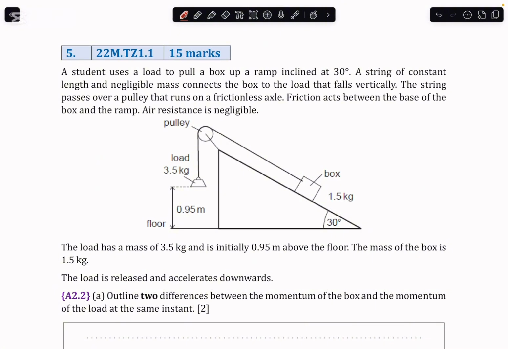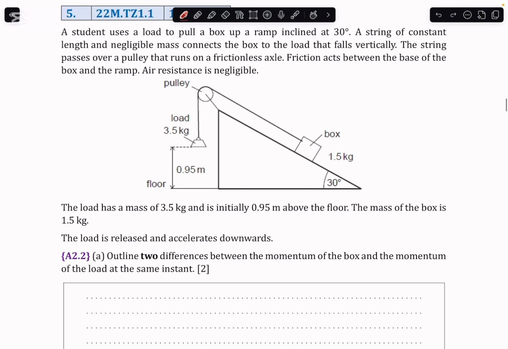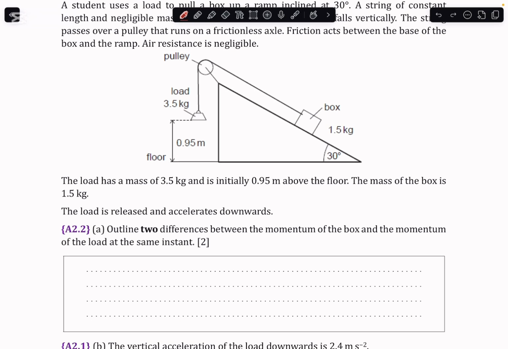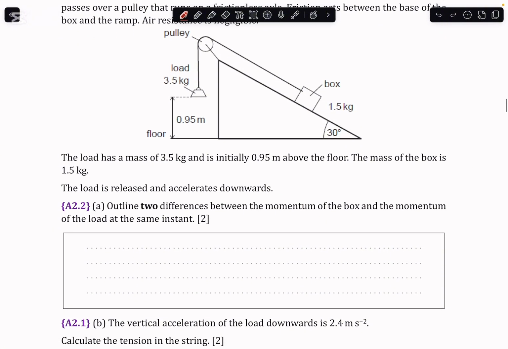A student uses a load to pull a box up a ramp inclined at 30 degrees. A string of constant length and negligible mass connects the box to the load that falls vertically. So the load will be falling vertically without any intervention. The string passes over a pulley that runs on a frictionless axle. Friction acts between the base of the box and the ramp. Air resistance is negligible. So it gives us more information. The load is released and it accelerates downward. Outline two differences between the momentum of the box and the momentum of the load at the same instant.